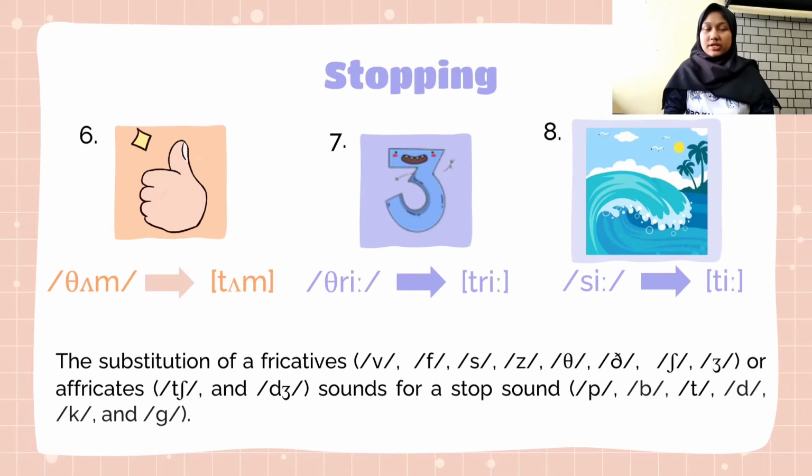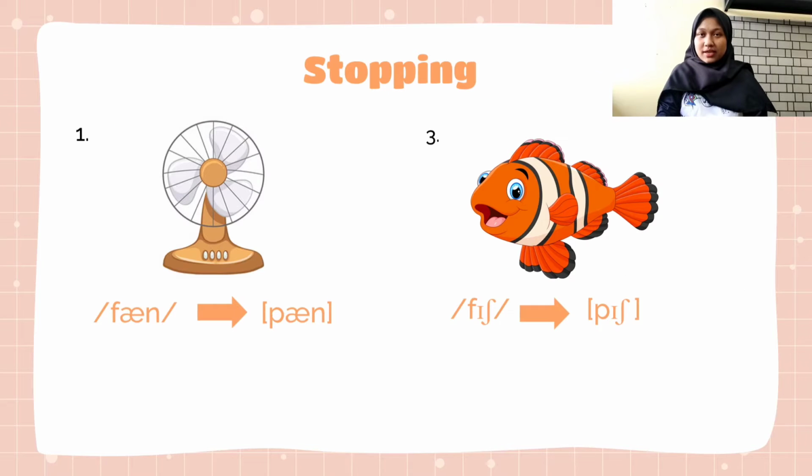Firstly, the phonological process for words number 1, 3, 6, 7, and 8 is considered stopping. Stopping occurs when there is a substitution of fricative sounds or affricate sounds for a stop sound. According to the list of the speech transcription, TK pronounced thumb as thumb and tree as tree, sea as tea, fan as pen, and fish as fish.